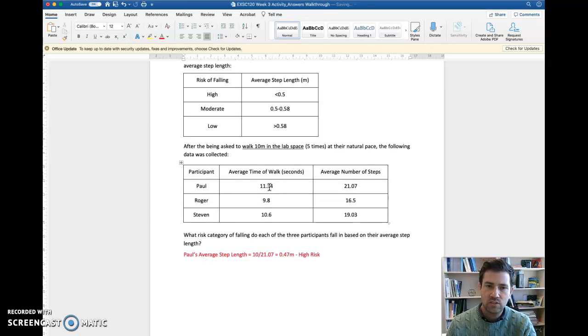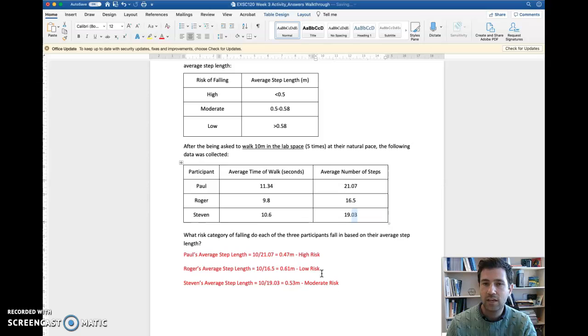So Paul's average step length is just 10, that's the space, divided by 21.07. So 0.5 or 0.47. And if we look at the risk category, that would put Paul at a high risk category. If we calculate Roger's average step length, it's 10 divided by 16.5, so 0.61, which puts Roger at a low risk. And then Stephen, 10 divided by 19.03, 0.53, putting him in the moderate risk group.